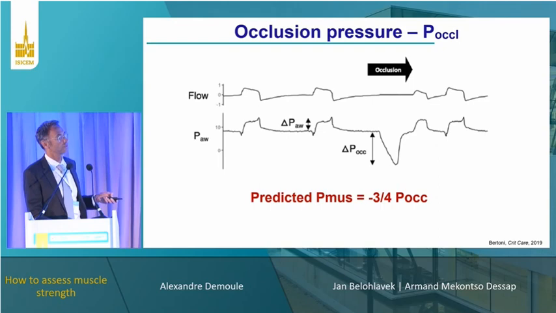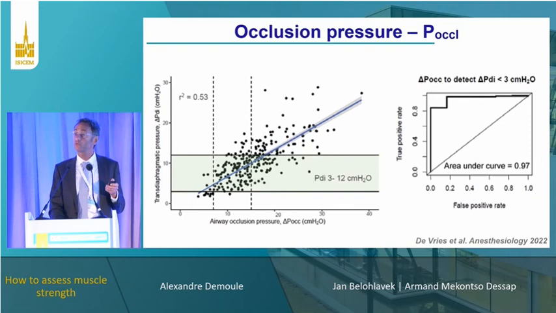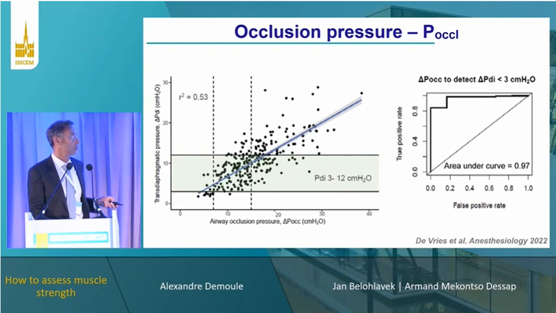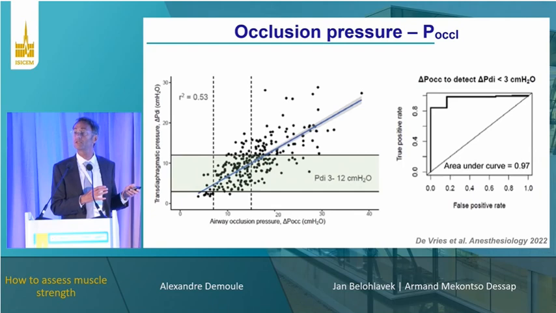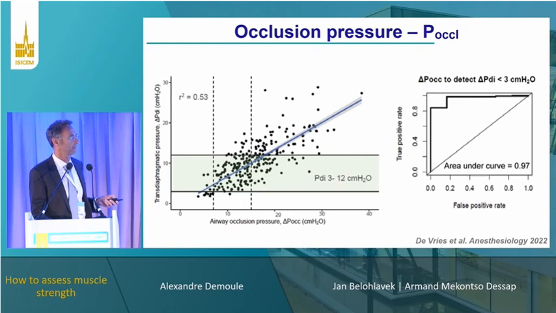A recent very nice study from Liu Hung's group has validated this measure, and they show that there is a very nice correlation between occlusion pressure and transdiaphragmatic pressure, which is the gold standard, especially for normal values. It's not as good for extreme values, but you can see that occlusion pressure is very good to detect a very low transdiaphragmatic pressure, so it's very good to detect a severe diaphragm dysfunction. So I think that this tool can be easily used by you on a daily basis in your units. It's not very time consuming.